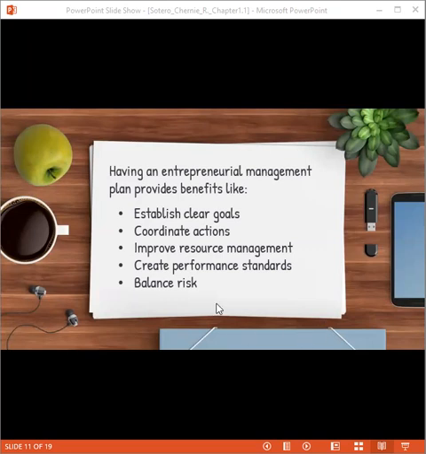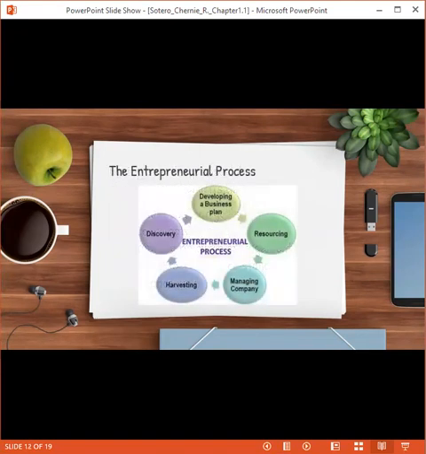And lastly, balance risk. So, an entrepreneurial management plan establishes how the entrepreneur will balance their personal risk with their role with the company. Learning how to balance personal risk can help entrepreneurs better prepare for unexpected issues. So for example, it may outline how much of their own money the entrepreneur can safely invest. So after defining what is entrepreneurial management, let's now proceed to the entrepreneurial process.